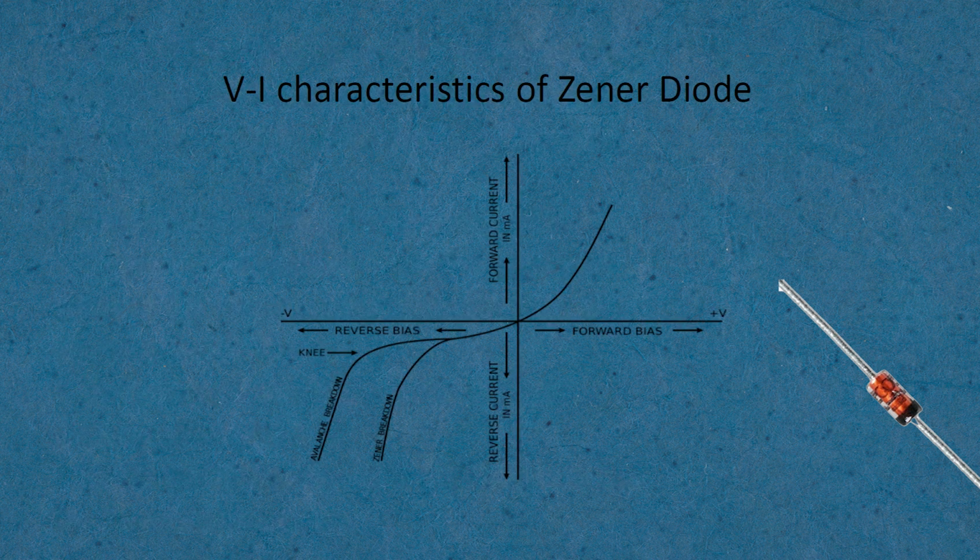Now let us discuss the VI characteristics of the Zener diode. The following picture shows the VI characteristics of a Zener diode. This is very similar to that of a PN junction diode. The difference is between the avalanche breakdown and Zener breakdown. In the reverse bias region, we can see the voltage going on increasing in the negative direction.